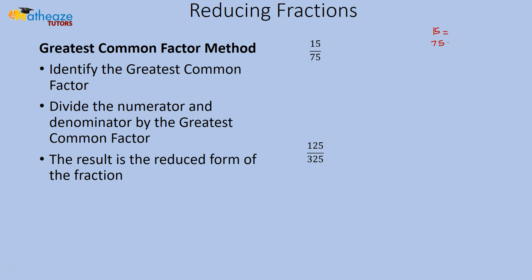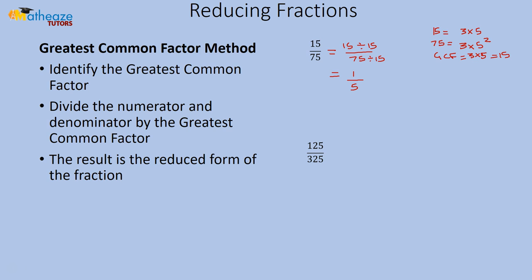So we're going to express this in terms of the prime factors here. So this is going to give us 3 times 5. And 75 is going to give us 3 times 5 squared. So the greatest common factor is 3 times 5, which is 15. So what this tells us is we're going to divide 15 by 15 and 75 by 15. So 15 divided by 15 should give us 1, and 75 divided by 15 should give us 5.